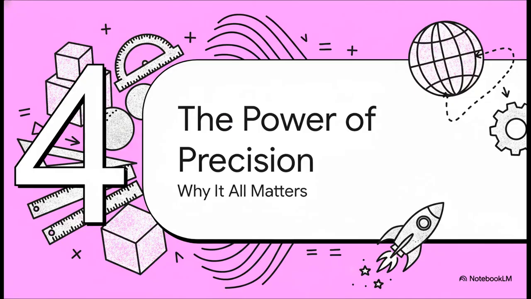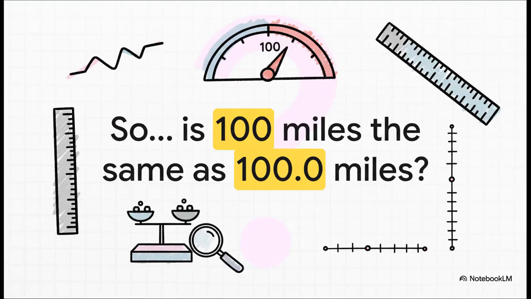So, let's bring this all together. We've learned the rules for counting them and for using them in calculations. But now let's see why this isn't just some random math exercise, but something that has real-world power. And that brings us right back to the beginning, back to that very first question I asked. Now that we've learned all this, let's look at it again. Is 100 miles the same as 100.0 miles?